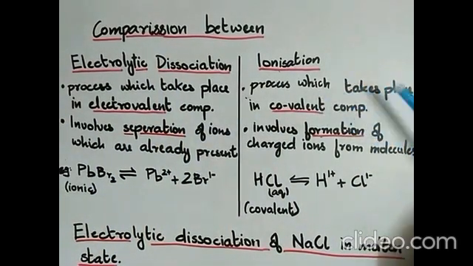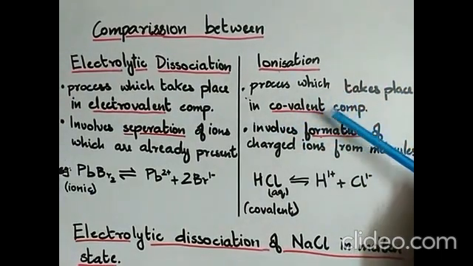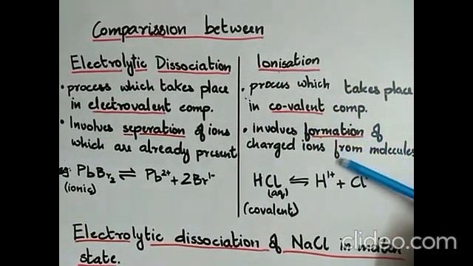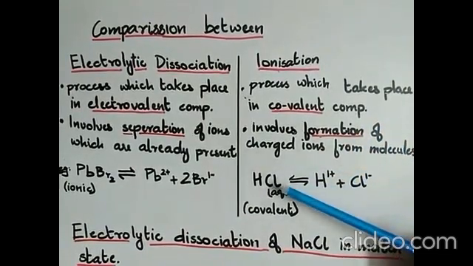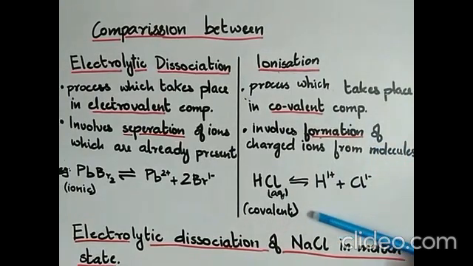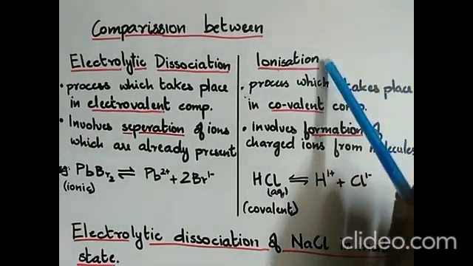Ionization is a process which takes place in covalent compounds. Note the difference which I have underlined. It involves formation of ions. Ions are not present here. They are in the form of molecules. Ions have to be formed. So, formation of charged ions from molecules. Example, hydrochloric acid. Hydrogen chloride, or in aqueous solution, it's called hydrochloric acid. It dissociates to give H+ and Cl- ions. It's a covalent compound. So, ionization takes place in covalent compounds. Covalent compounds do not have ions. They are in the form of molecules and so ions have to be formed from molecules. So, it is called ionization.